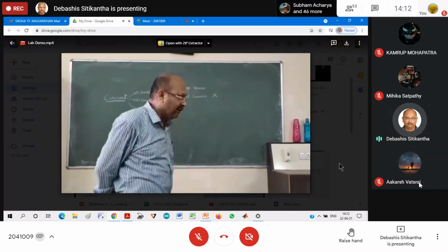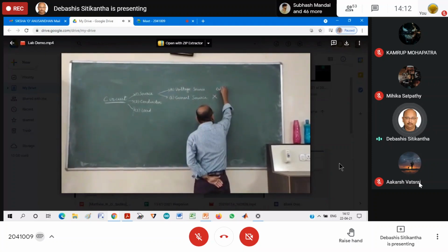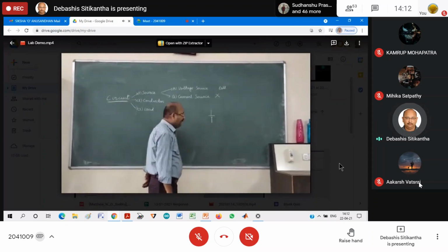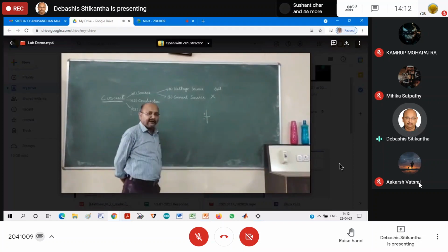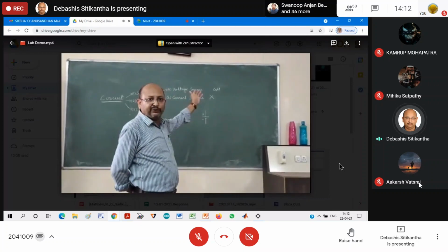So most of you know about something known as a cell. So this is the symbol of a cell. It is a DC cell. Now the longer line is the positive terminal, the shorter one is the negative terminal. So this is a cell. So a cell is a voltage source.